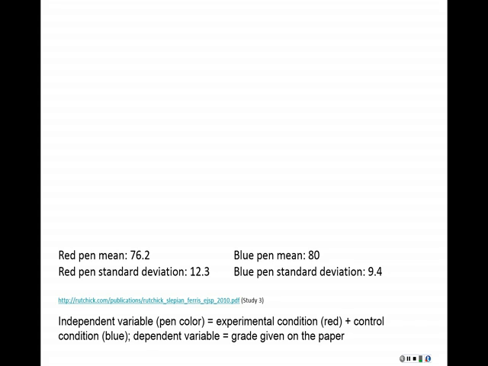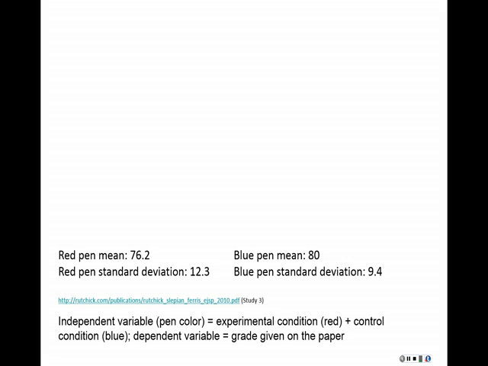So 68% of the people scored between roughly 70 and 90. So let's see what this looks like. Now, of course, the big question for us in doing an experiment like this is, okay, so we know that the red pen mean is 76.2, blue pen mean, that's 80. Is that really a difference?